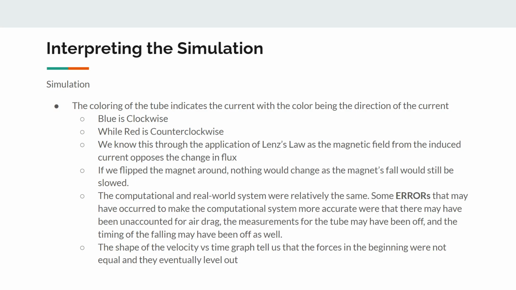When we flip the magnet around, nothing would change, and the magnet's fall would still be slow. The computational and real-world systems would be relatively the same, and some errors that may have occurred that would make the computational system more accurate were that there may have been some unaccounted for air drag. The measurements of the tube may have been off, and the timing of the fall may have been off as well. And the shape of the velocity versus time curve tells us that the forces in the beginning were not equal, and they eventually evened out.